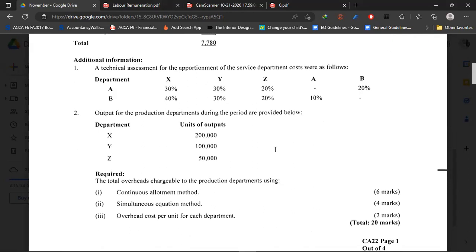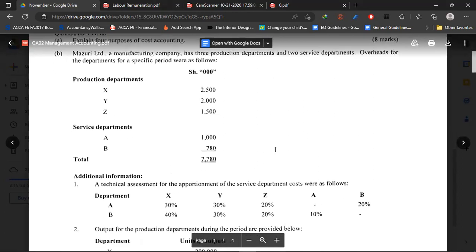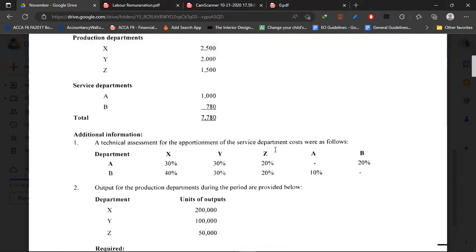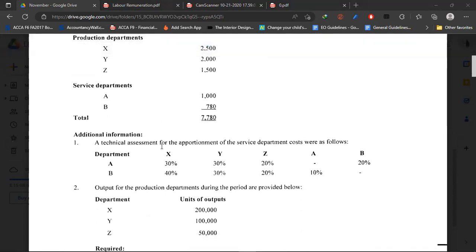Thank you so much. When I look at the question and the method which I'm using right now, we are using the direct allocation method. And you can see here, additional information number 1. The examiner has already told us the technical assessment of the apportionment of the service departments costs provided for department A and B, which are the service departments.